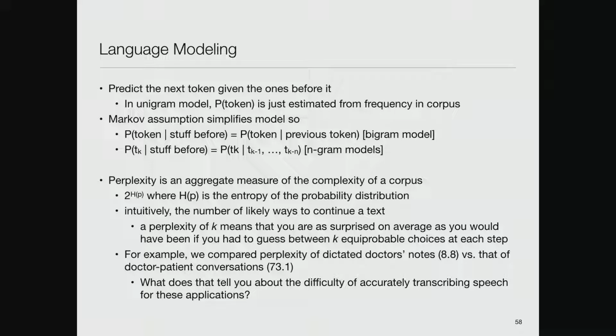Whereas conversations are much more free-flowing and cover many more topics. And so its perplexity is about 73. And so the model that works well for perplexity 9 doesn't work as well for perplexity 73. And so what this tells you about the difficulty of accurately transcribing speech is that it's hard. It's much harder. And that's still not a solved problem.